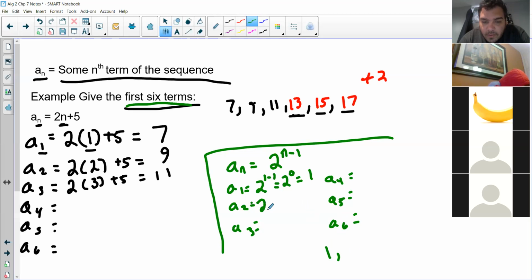Next one, 2 to the 2 minus 1, which is 2 to the 1 power. Anything to the 1 power is itself. So that's 2. 2 to the 3 power minus 1 is the same as 2 to the 2nd power. That's the same as 2 times 2, which is 4.